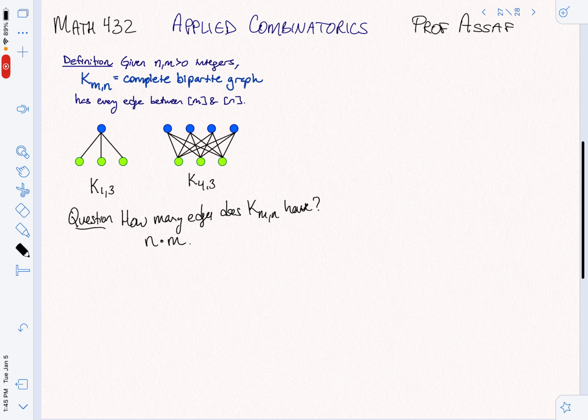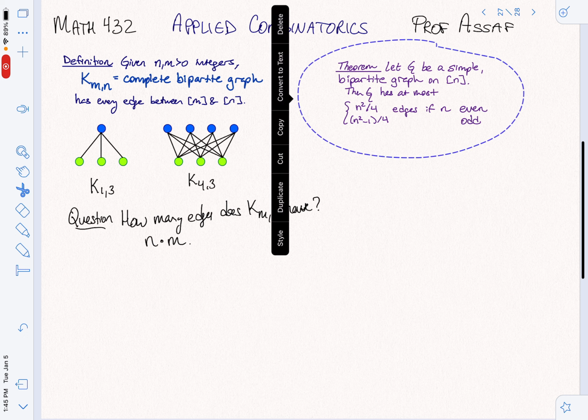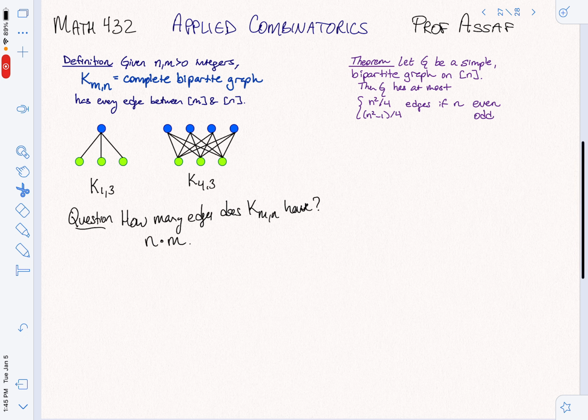And it turns out that if we do a little bit of calculus, we can get a really nice way to state a theorem. So here's the theorem. Let G be a simple bipartite graph. I want it to be simple, so no multiple edges, no loops, on n vertices. Now I haven't told you how n decomposes for a bipartite graph. This is an example of a bipartite graph on 7 vertices. Then G has at most n squared over 4 edges.